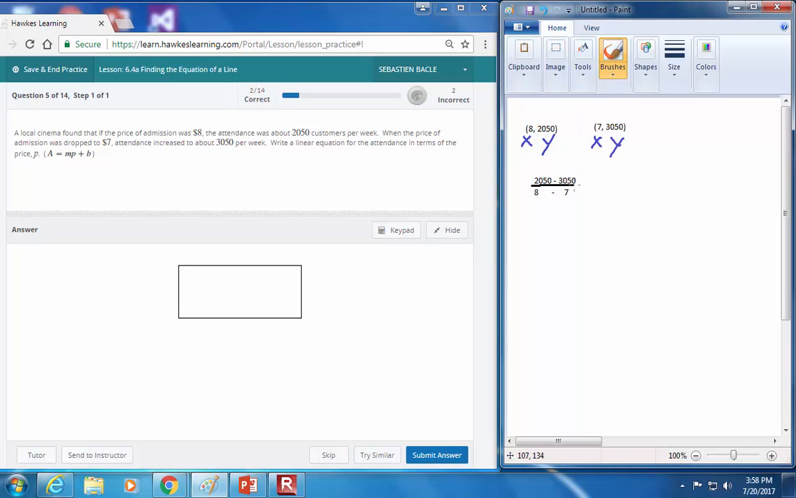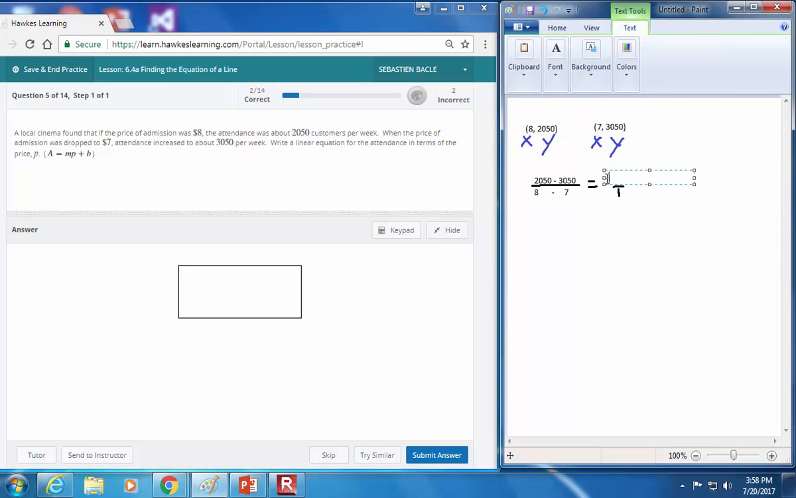In other words, if I drop the price from $8 to $7, I drop the price by $1, and attendance would have changed by this number here. If you increase the price $1, attendance is going to go down. So 8 minus 7, when I subtract that, I will get negative 1,000 here. That's the amount that attendance went down if they were to increase.